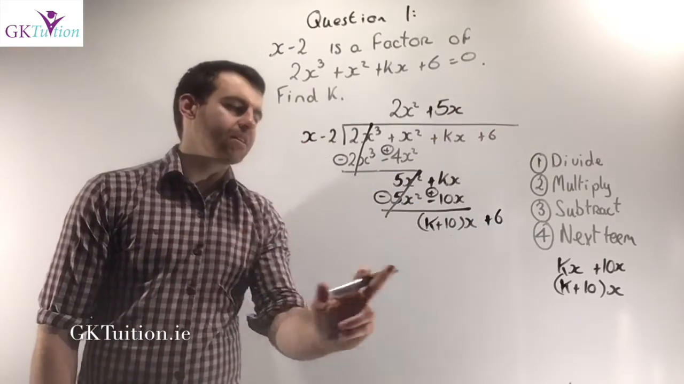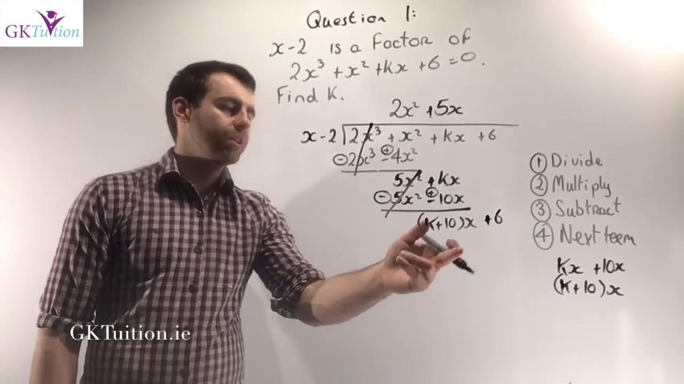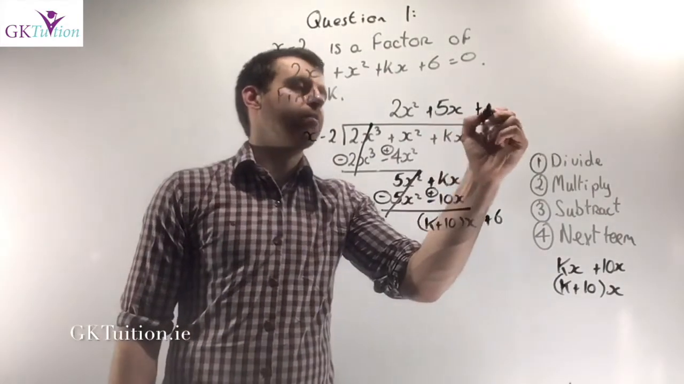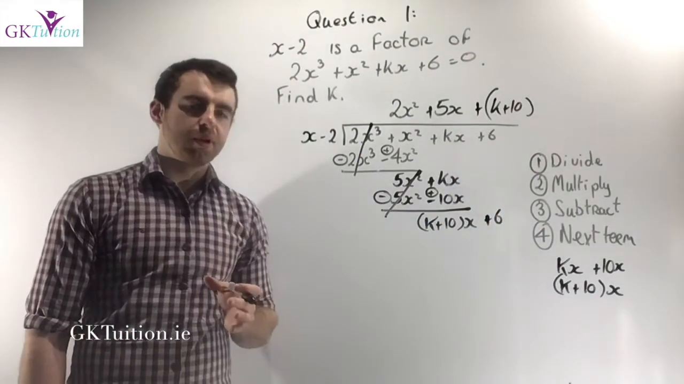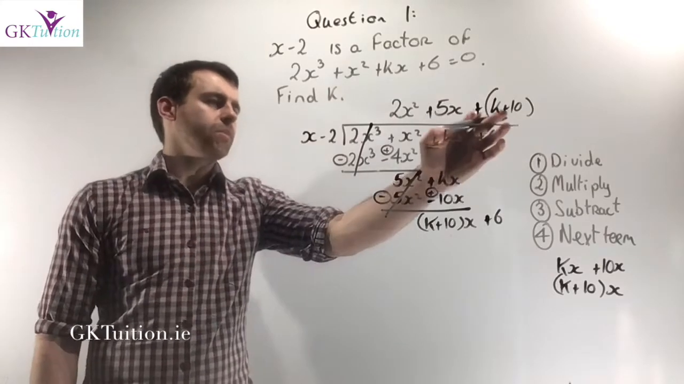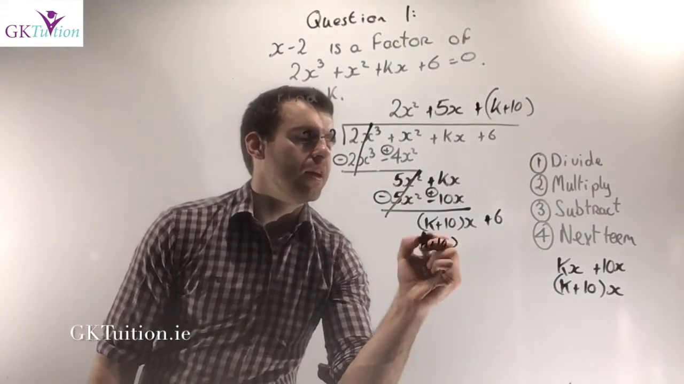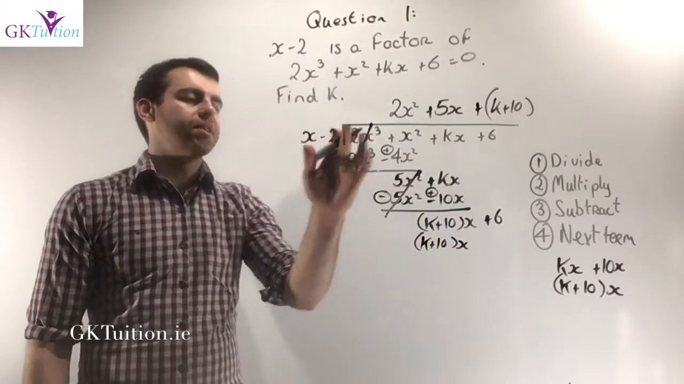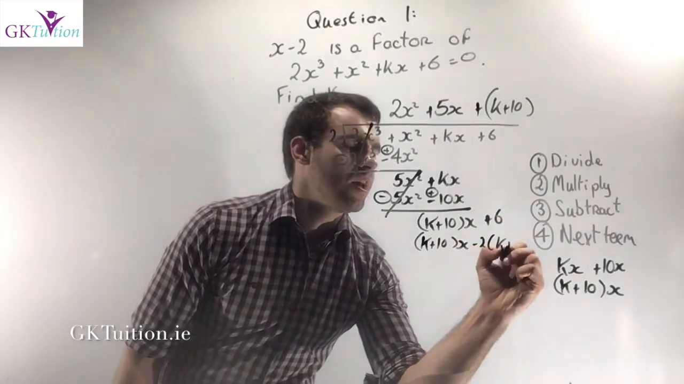I'm going to divide x into k plus 10 times x. X divided into this term, the x divides into itself, and I'm left with k plus 10. My second step is to multiply. So I'm going to multiply k plus 10 by each of these. So k plus 10 times x is simply k plus 10x. And k plus 10 times minus 2, I'm going to write that as minus 2 times k plus 10.